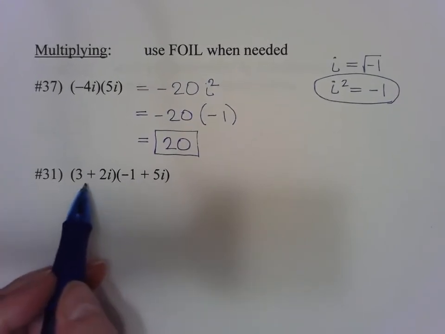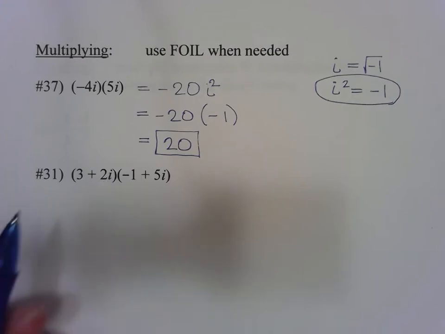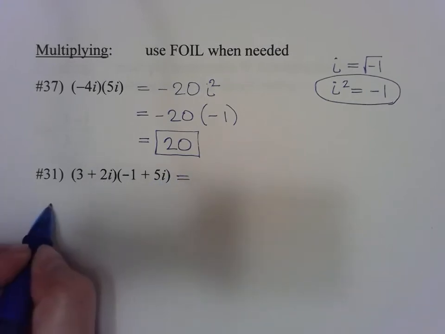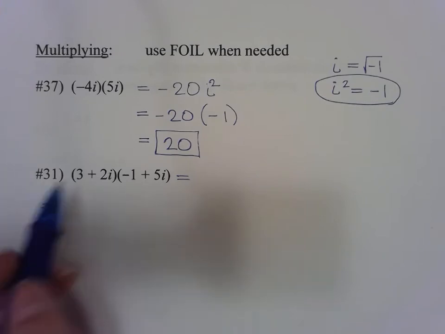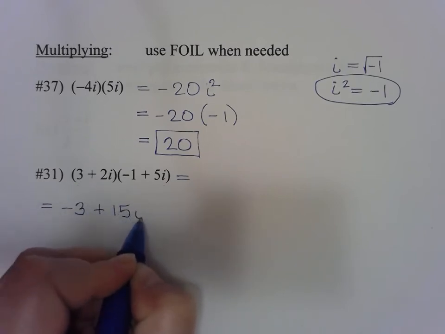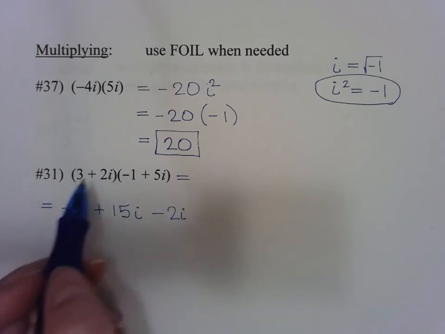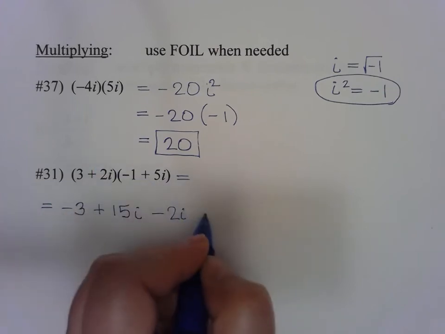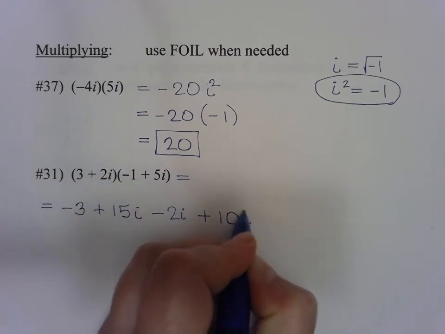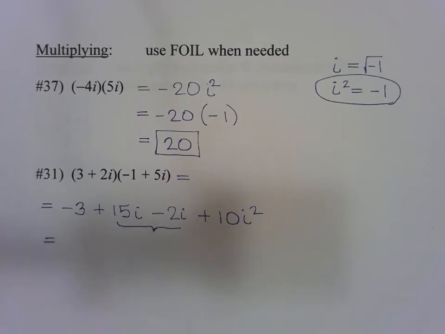Okay, if I have two complex numbers that are in that a plus bi format, so they have a real part and a complex part, or imaginary part, I'm going to need to use FOIL. So we'll FOIL this together just like we've done in the past. 3 times negative 1. Outside, we'll have 15i. Inside we'll have negative 2i, and then 2i times 5i is going to give us a plus 10i squared. These two middle terms we can combine.